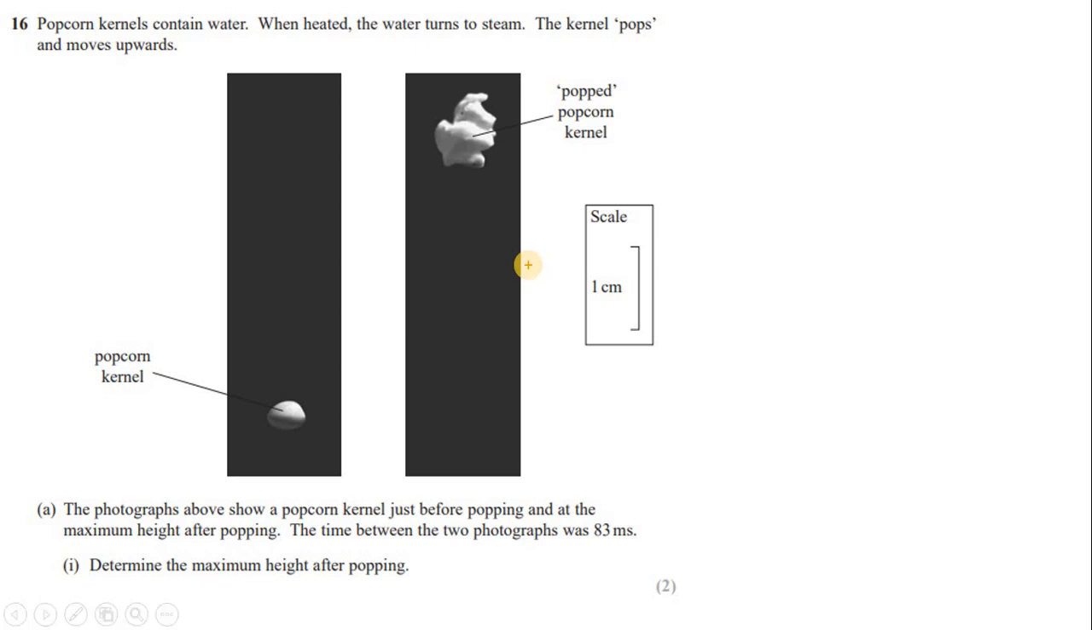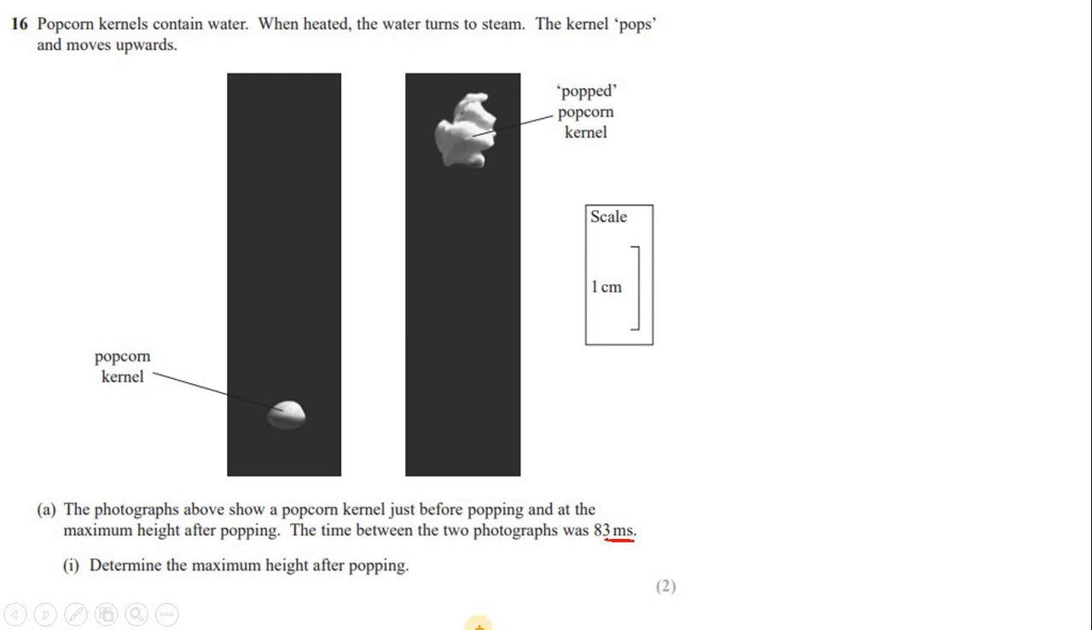Popcorn kernels contain water. When heated, the water turns to steam. The kernel pops and moves upward. So this is a diagram where we have an unpopped popcorn kernel, and this is the popped one. And when it is popping, it is going up, jumping. The photograph above shows a popcorn kernel just before popping and at the maximum height after popping. The time between the two photographs was 83 millisecond. Determine the maximum height after popping.